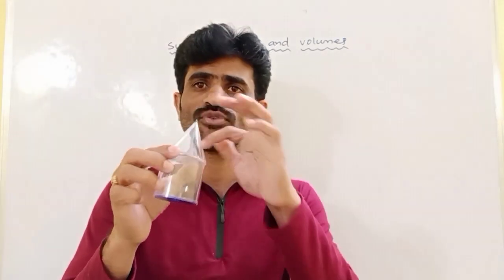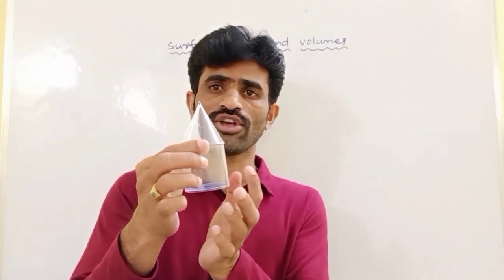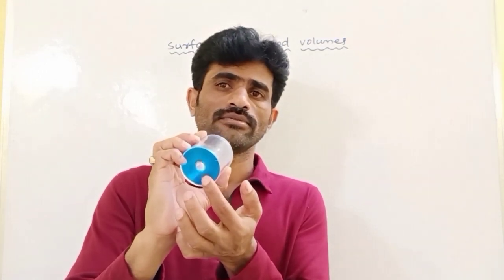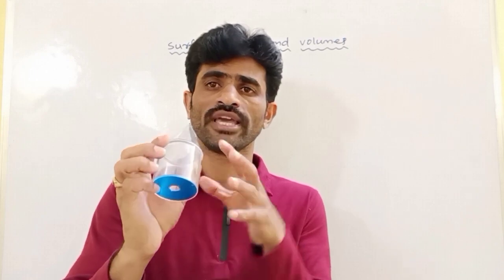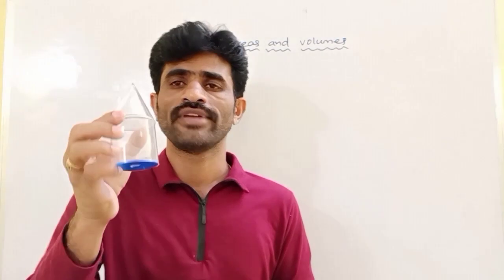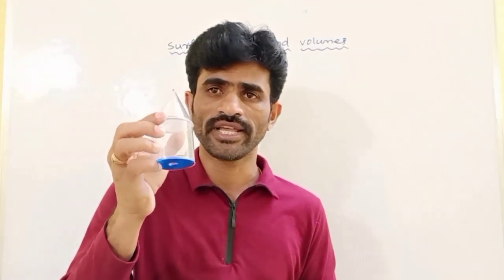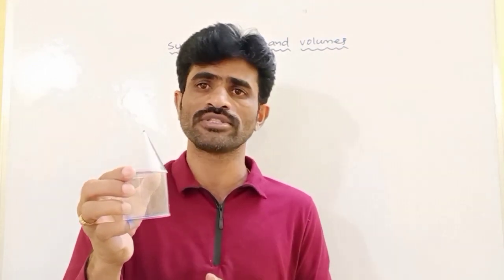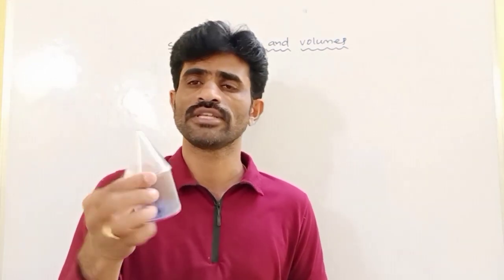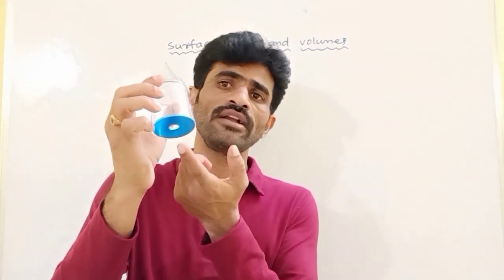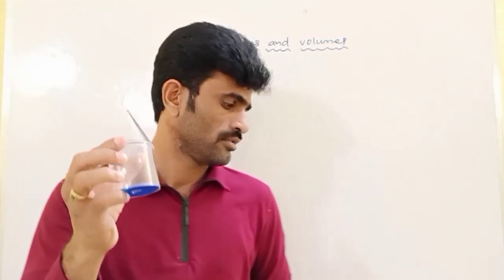Here we should add the CSA of the cone, because the bottom is going inside. CSA of cone, CSA of cylinder, and the base area of the cylinder, that is a circle area. The area which is exposed outside, the area which you can see from outside, we have to take as the total surface area of the solid. So if you take this solid, CSA of cone, CSA of hemisphere and base area of the cylinder.